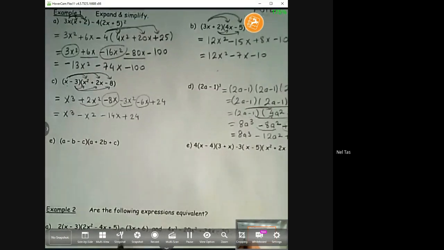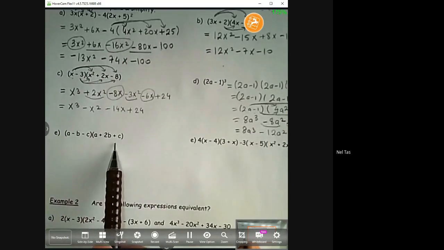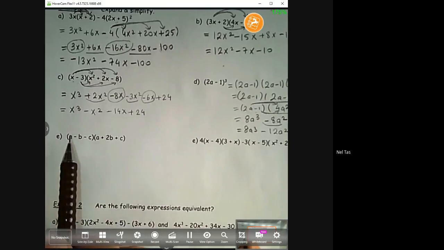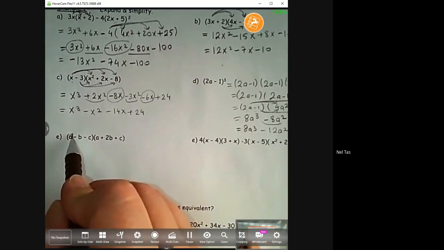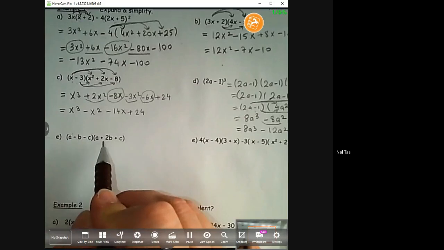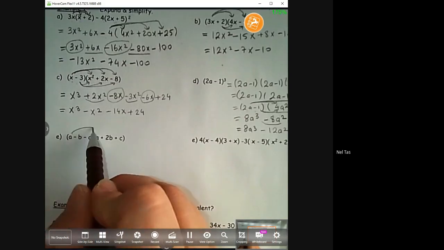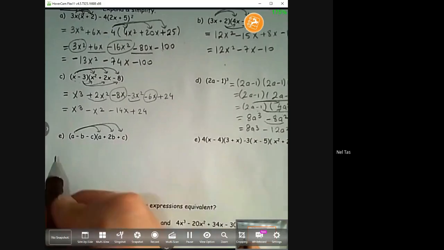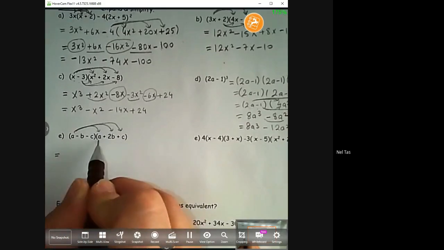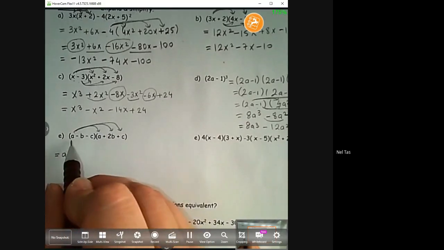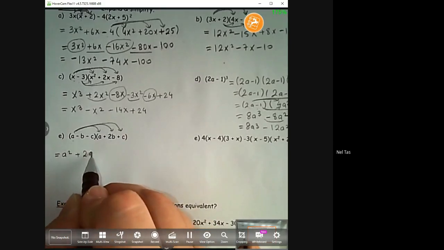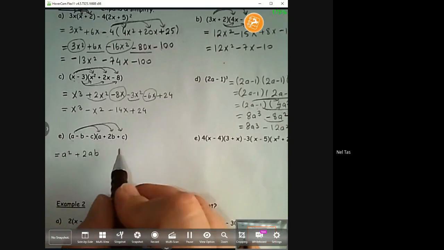Okay, let's look at part E. This time we have a trinomial and it's multiplied with another trinomial. So when we do such a multiplication, again, we take each term from the first bracket and we multiply every term in the second bracket by that. So we take a and multiply all those 3 terms by that. A times a squared. A times positive 2b, positive 2ab. A times positive c, positive ac.